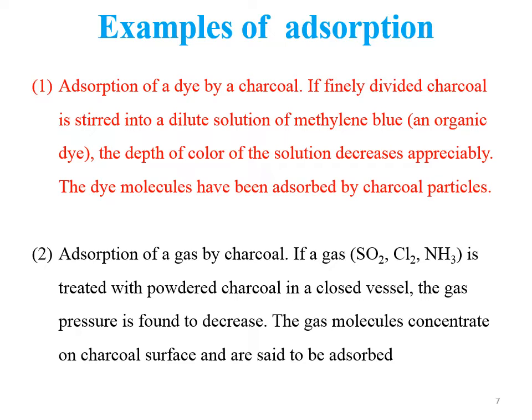Another example is adsorption of a gas by charcoal. Charcoal also has a tendency to adsorb different gases on its surface, such as sulfur dioxide, chlorine, or ammonia. So if a gas is treated with powdered charcoal in a closed vessel, the gas pressure is found to decrease. The gas molecules concentrate on the charcoal surface and are said to be adsorbed. Therefore, the pressure of the gas decreases because the quantity of gas in the gaseous state is decreasing and that gas is being adsorbed on the surface of the charcoal.